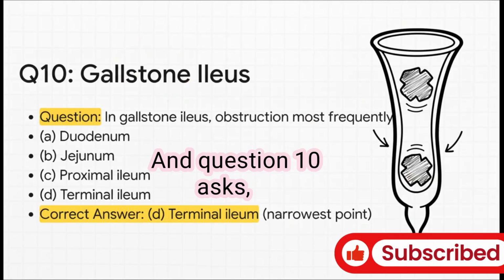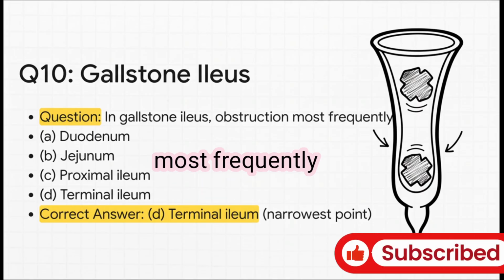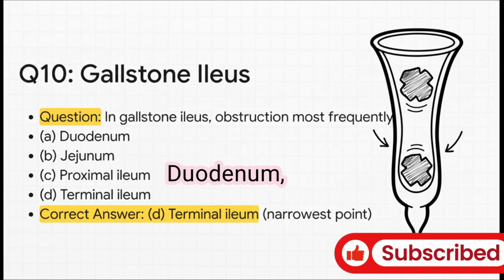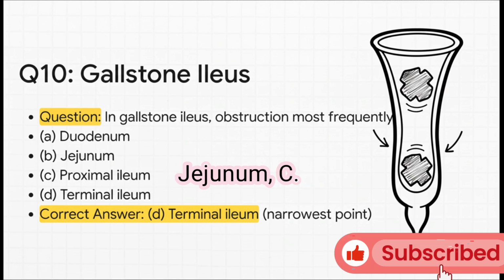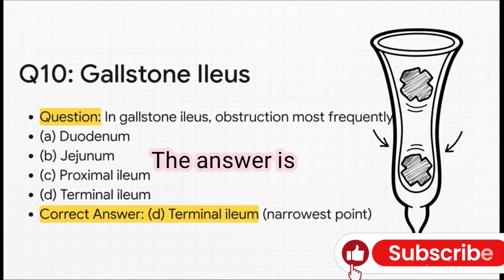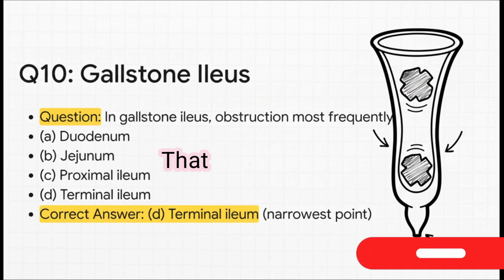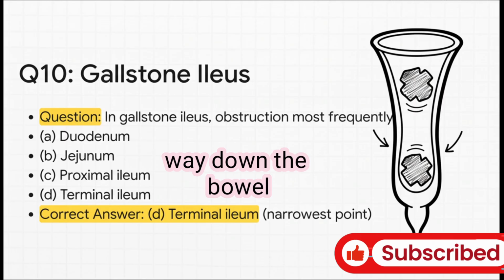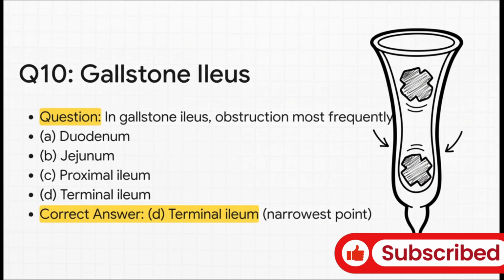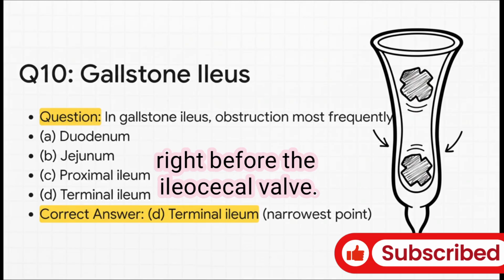And question 10 asks, in gallstone ileus, where does the obstruction most frequently occur? A. Duodenum, B. Jejunum, C. Proximal ileum, or D. Terminal ileum? The answer is D. The terminal ileum. This is a classic anatomy question. That gallstone travels all the way down the bowel and gets lodged at the narrowest part, which is almost always the terminal ileum, right before the ileocecal valve.